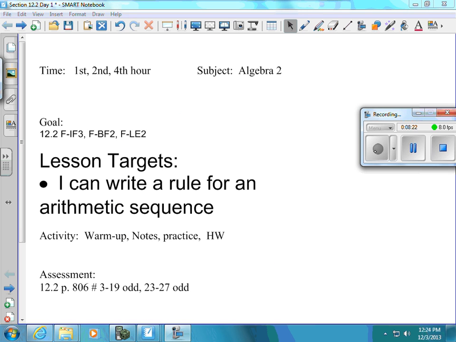I think we've accomplished our goal for today. We have written a rule for the arithmetic sequence.